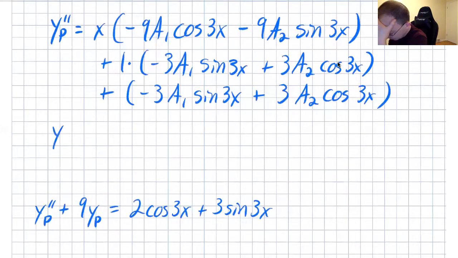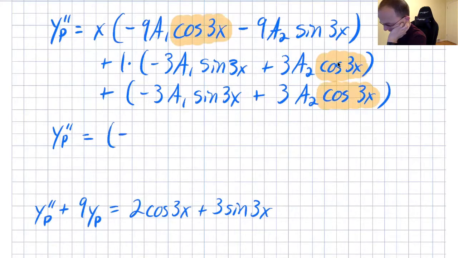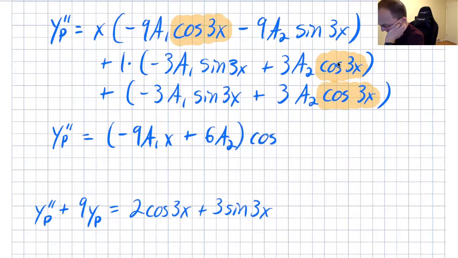Y prime, y double prime. Let's grab all the cosine terms first. So what are all the cosine terms? Let me highlight them. There's a cosine here, here, and here. Okay, let's bring all those together. So what are the coefficients? I get negative 9a1x plus 3a2 plus another 3a2, which is 6a2. So that's the coefficient of cosine 3x.